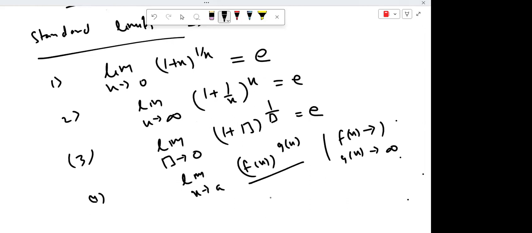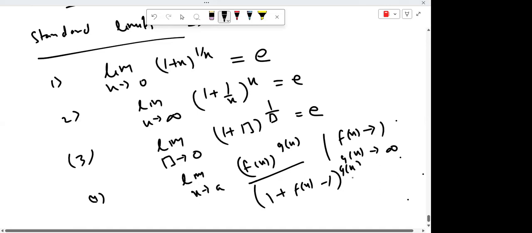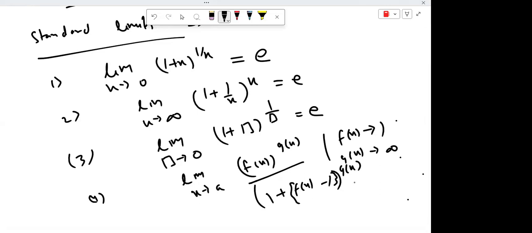So how to simplify this thing? Just add and subtract 1 to make it into standard form. We can add and subtract 1 like this. So this will become our box and everything else remains same.